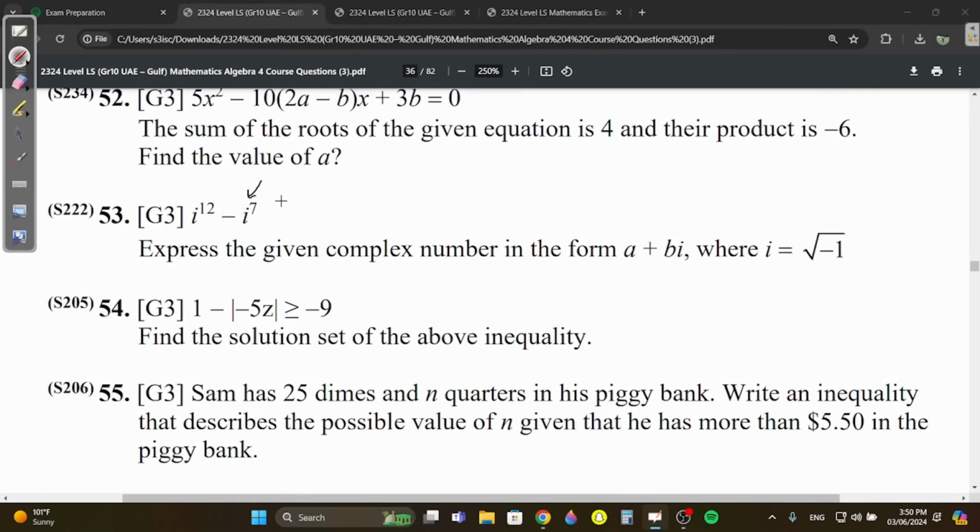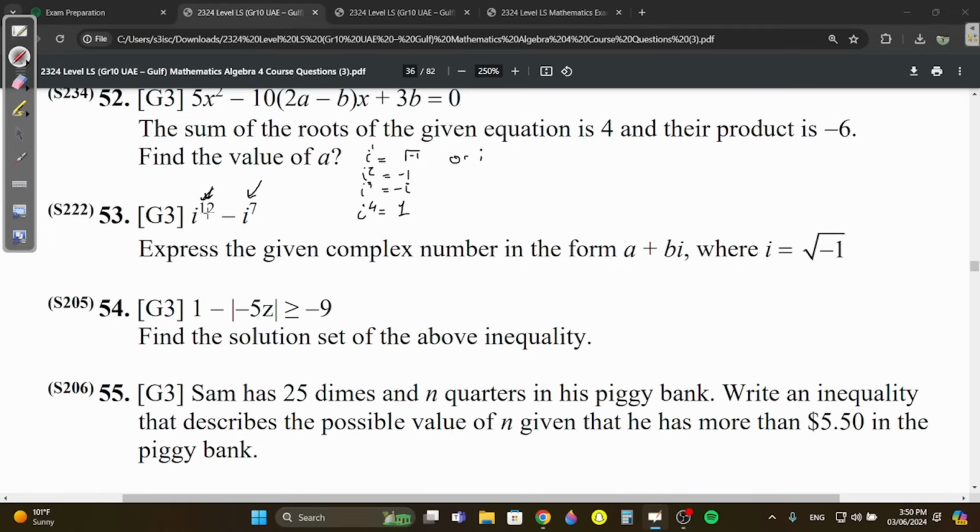i to the 12 minus i to the power 7. It was in the quiz, but let's give you a refresh. Always divide. Remember that i to the power of 1 is the square root of negative 1, or just i. i squared is negative 1. i to the power of 3 is negative i. i to the power of 4 is 1: negative i times i, negative i squared, yeah, it's 1.